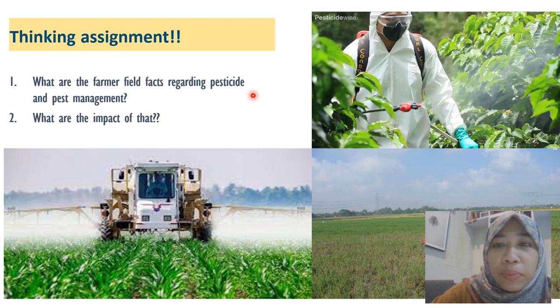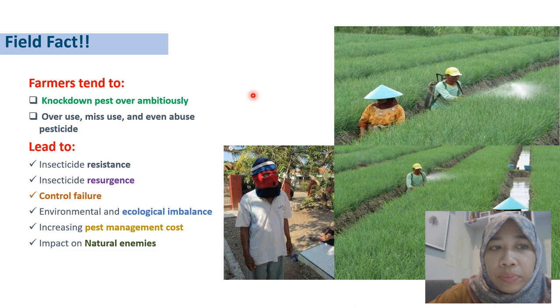What are the reasons and what are the field facts? In this slide, field fact: farmers tend to spray pesticide ambitiously. They use knockdown pesticides over-ambitiously. They use synthetic pesticide, overuse, misuse, even abuse pesticide. In a growing season, maybe there are seven times the farmers spray synthetic pesticide in their field. It's too many.